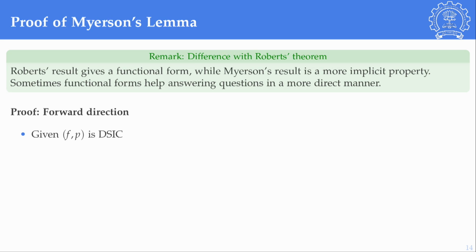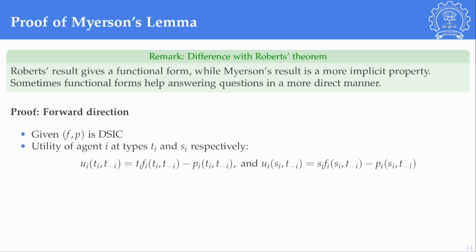Let us start with the proof. This is the forward direction: we start with DSIC, and we want to show that those two conditions are satisfied. Now I am going to define two different terms. If its true type is t_i, then the utility is as follows. The mechanism is fixed; at this point I am not going to change anything about the mechanism. And if the type changes to s_i, then this will be the corresponding utility.